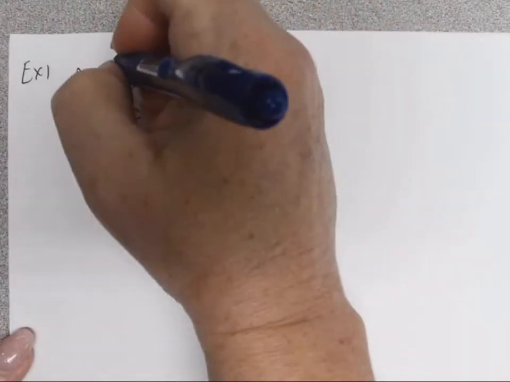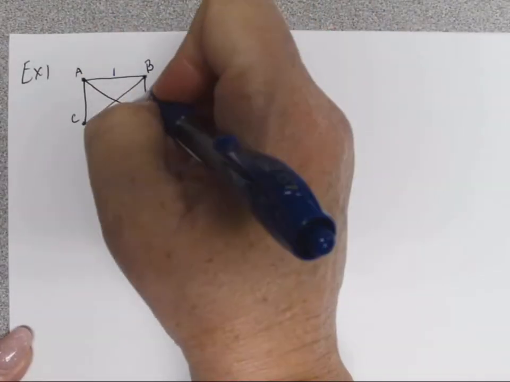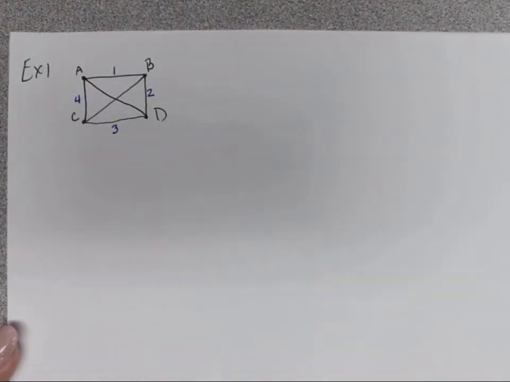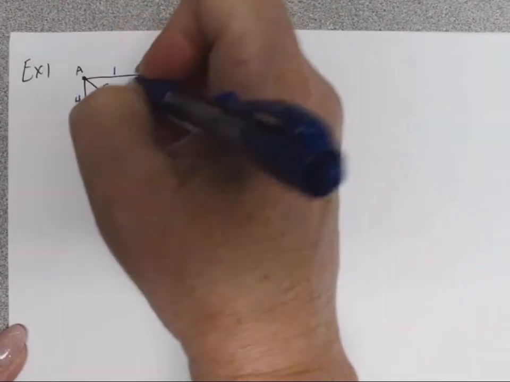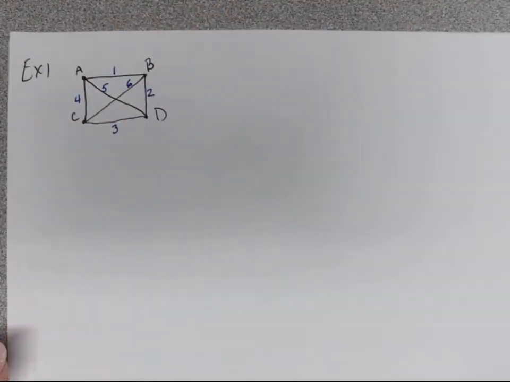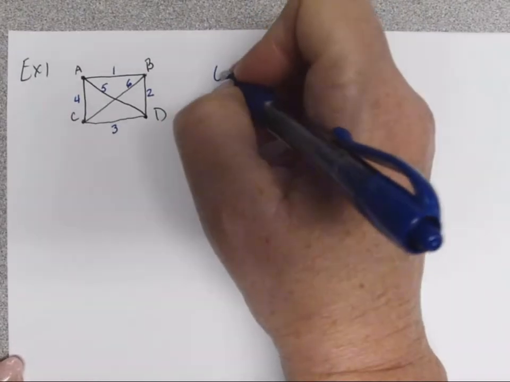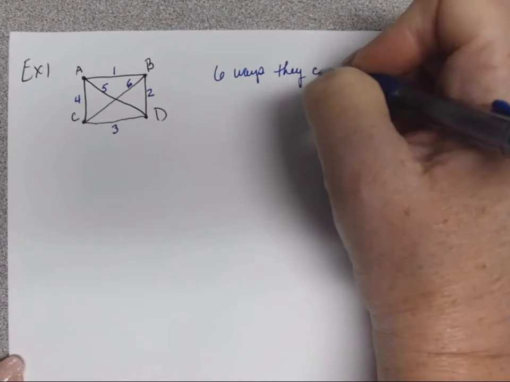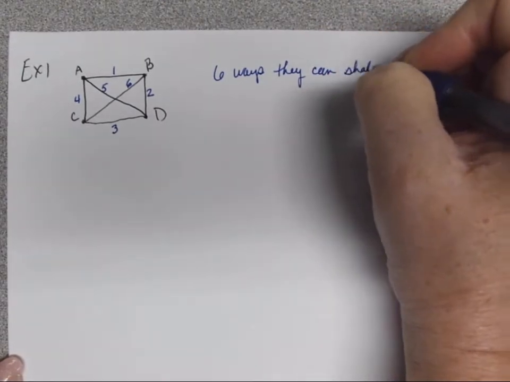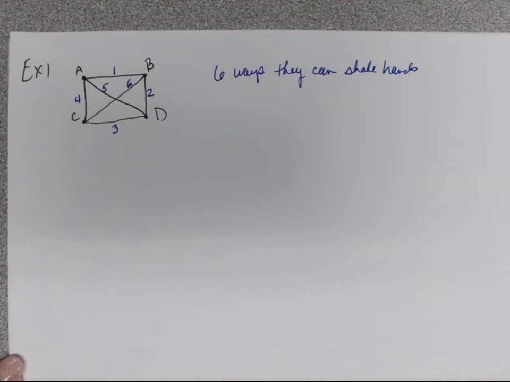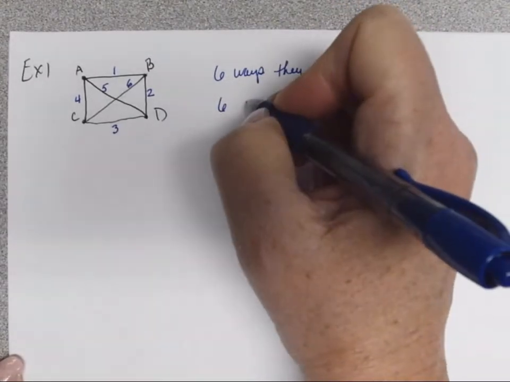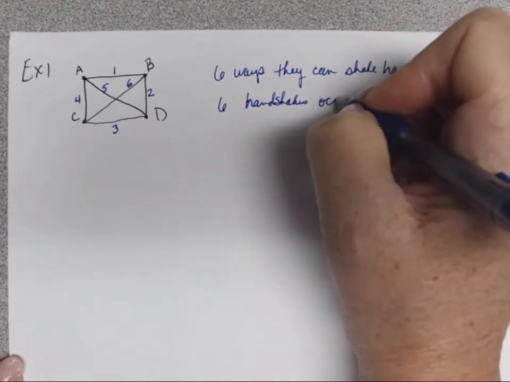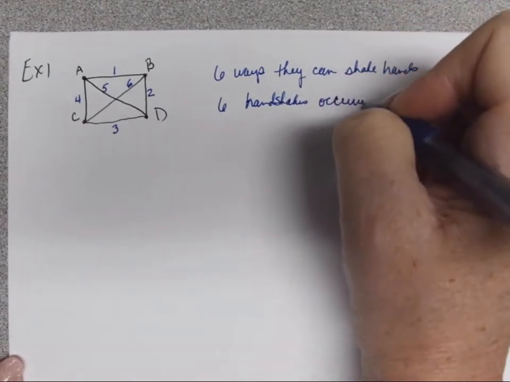Well, let's just number them. So this is 1 handshake. This is 2. This is 3. This would be 4. But we have 2 more. We have this one and we have this one. So we have 6 ways they can shake hands. And that tells us that 6 handshakes occurred.